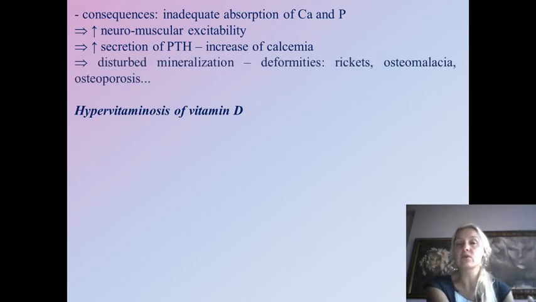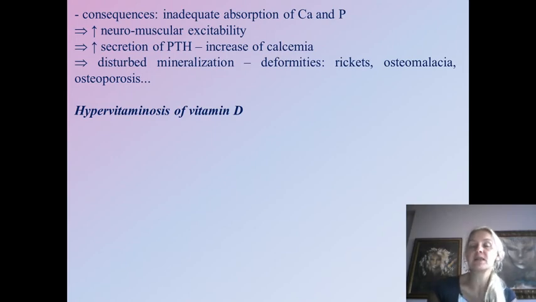And also something which is probably the most famous consequence of vitamin D deficiency is disturbed mineralization of bones and teeth, yielding the formation of numerous deformities of bones, like rickets in children, like osteomalacia, osteoporosis in adults, and so on and so on.